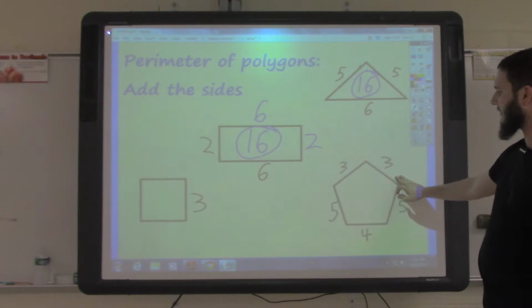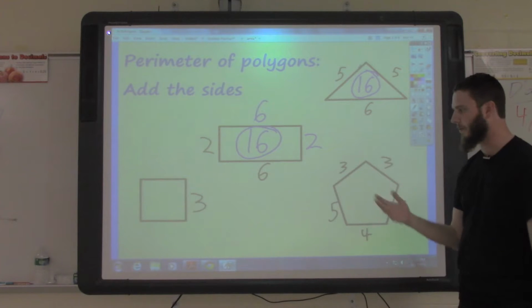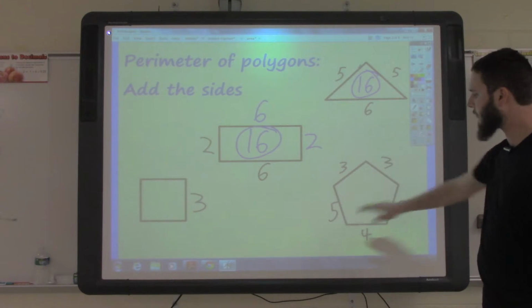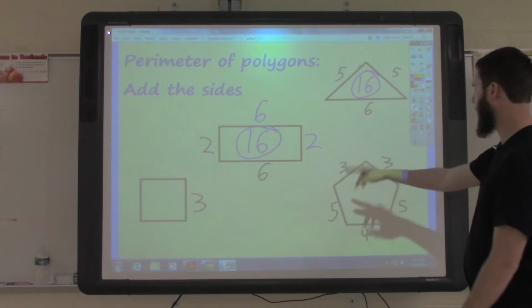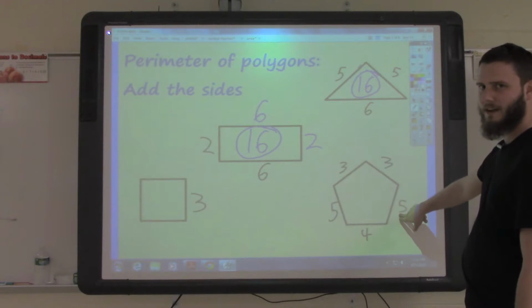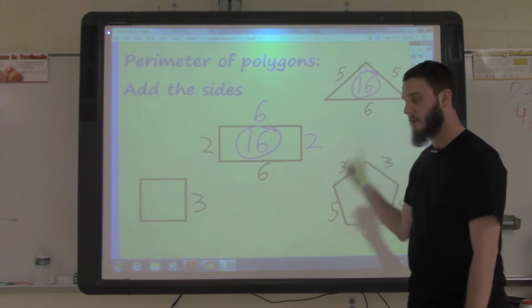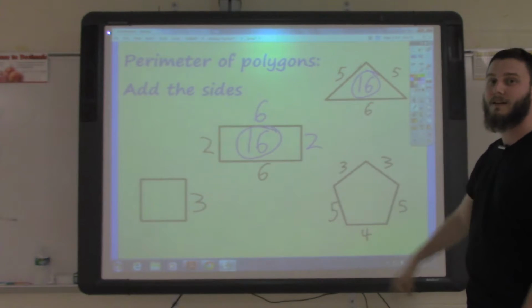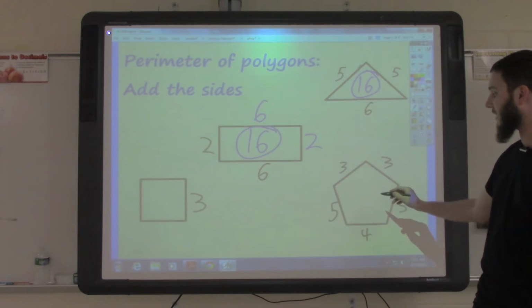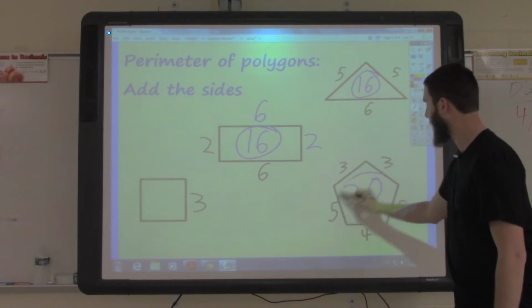For a pentagon, we've got 2 sides that are 3, so we'll add those up, 3 plus 3. 2 sides that are 5, we'll add those up. 3 plus 3 is 6. Plus 5 is going to be 11, plus 1 more 5 is going to be 16, plus a 4 down at the bottom gives us a total perimeter of 20 for this pentagon.